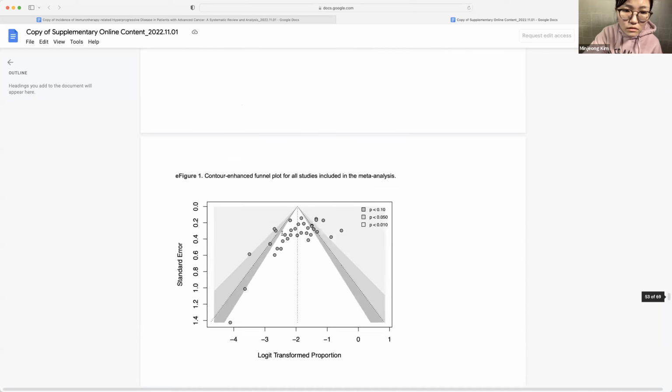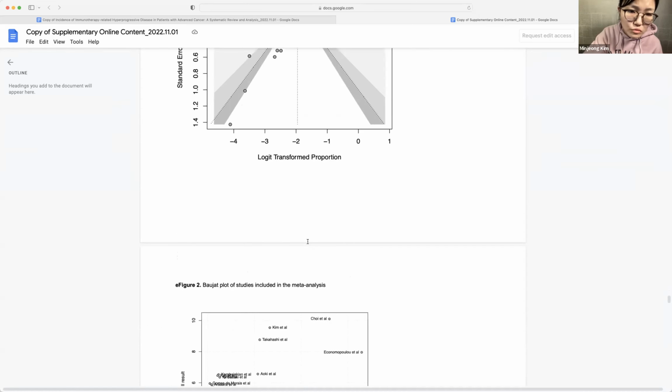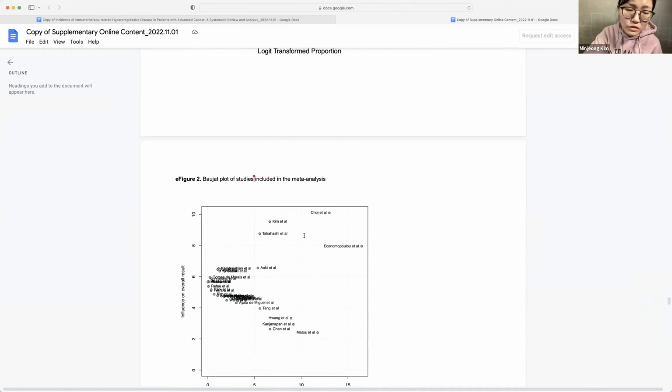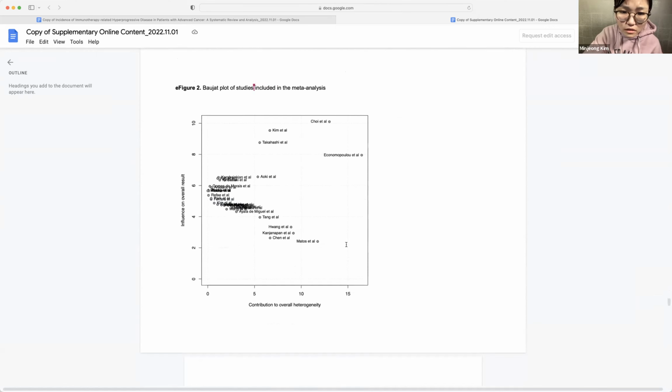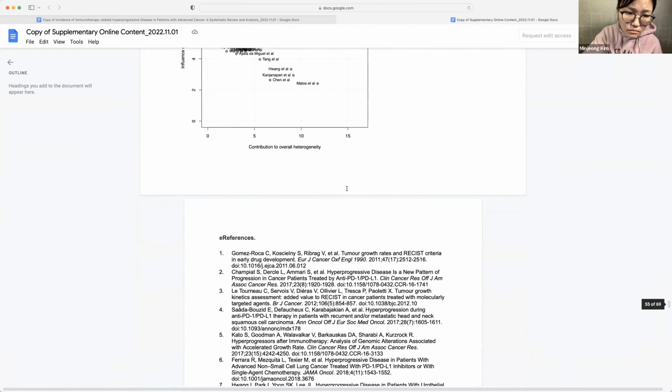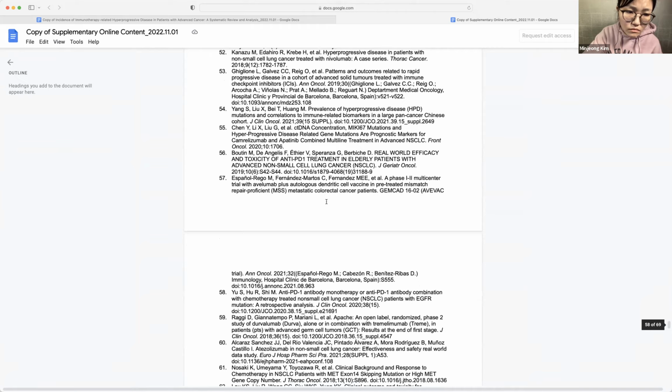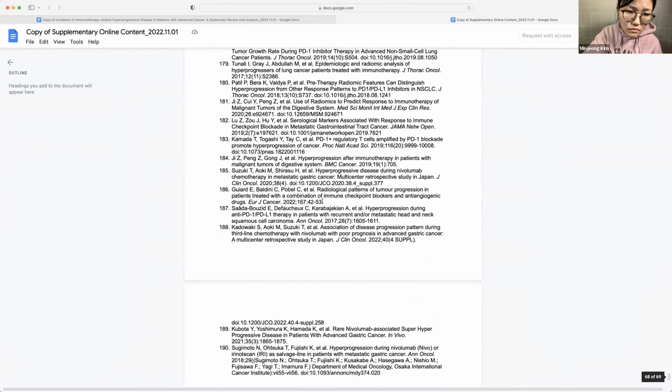And figure 2 shows the Baujat plot, which was used to identify outliers for the sensitivity analysis. This is it. Okay. Yep.